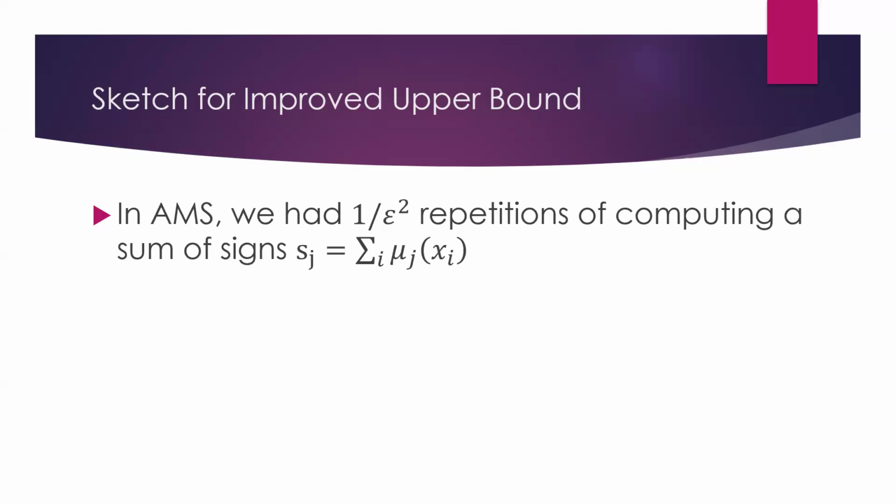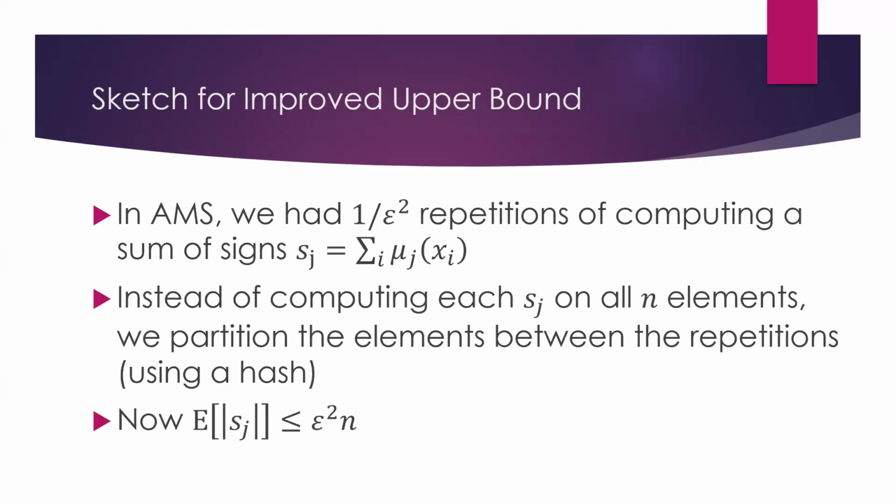And then instead of whenever I see an element updating the counters in all of them, I would have only one index in which I need to update the counter. So each element I am seeing is going to update only one of the counters. And it turns out that this is good enough to reduce the variance.